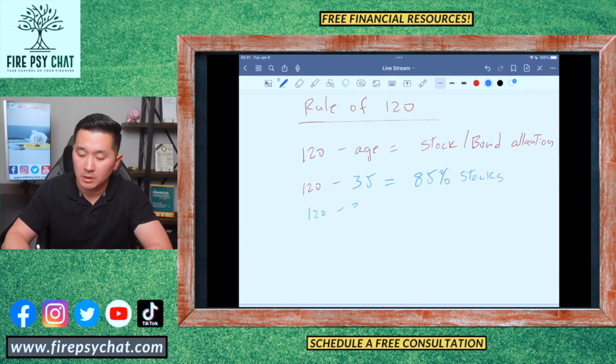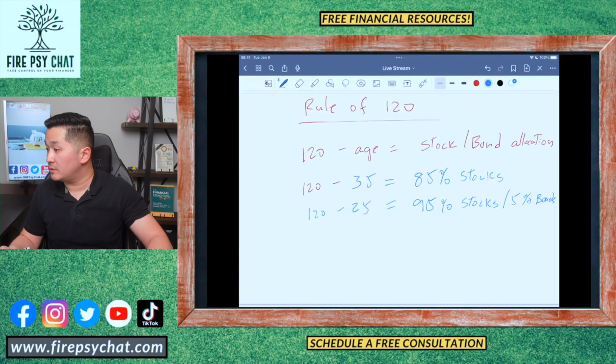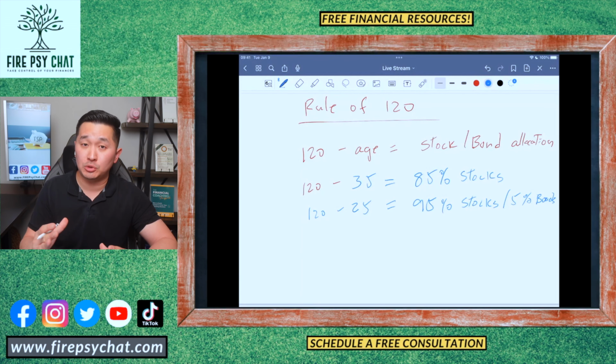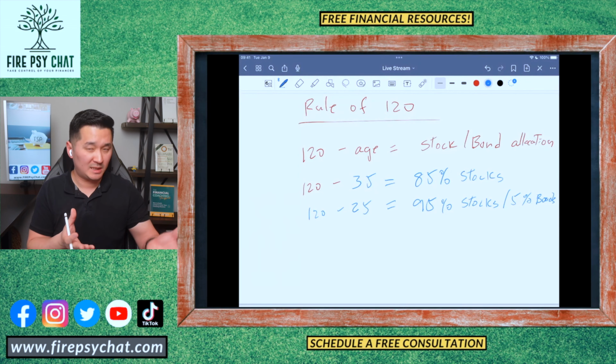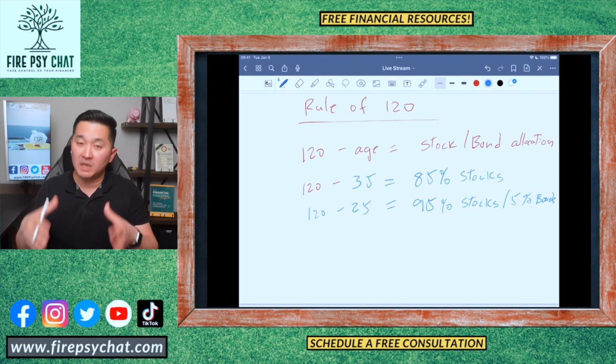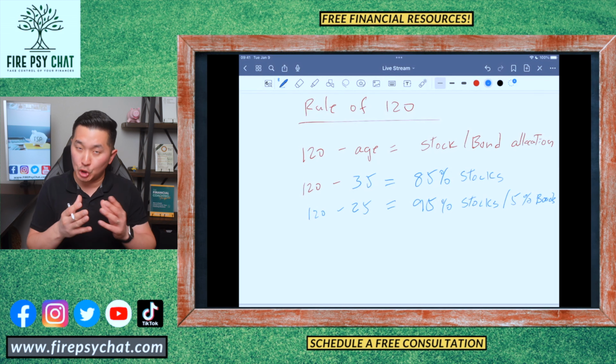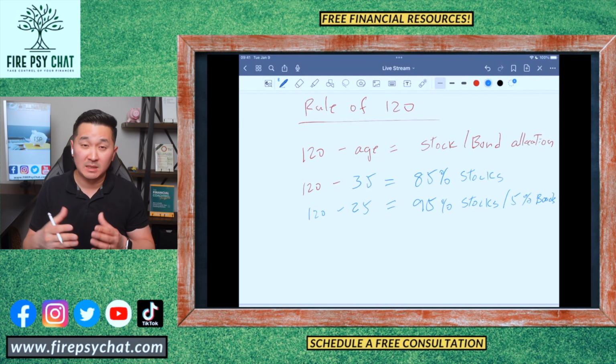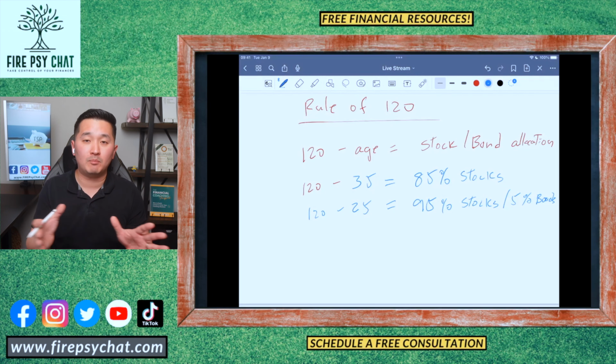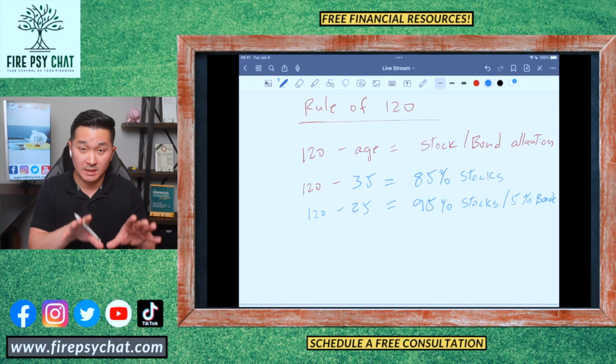So let's say you're 20 years old, or let's say 25, then that's 95% stocks, running out of space, and 5% bonds. It has some similarities to the 60-40 strategy of holding 60% stocks and 40% bonds, but it's much more aggressive than that. It's a good starting point if you don't want to invest in a life cycle fund, but it doesn't mean that you can't be flexible with the risk exposure.